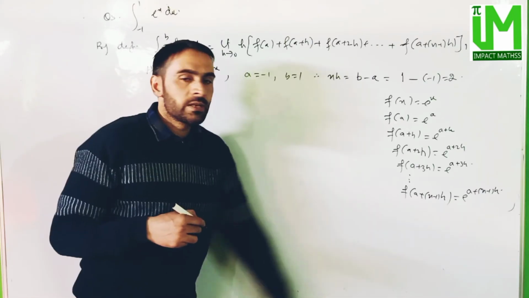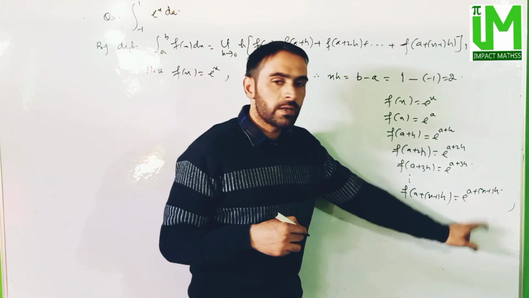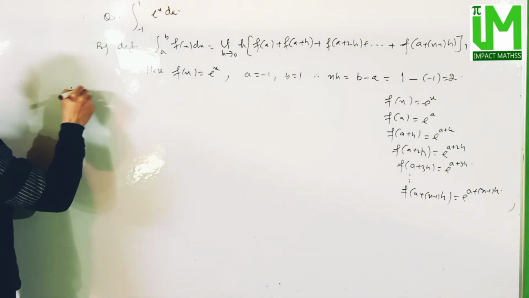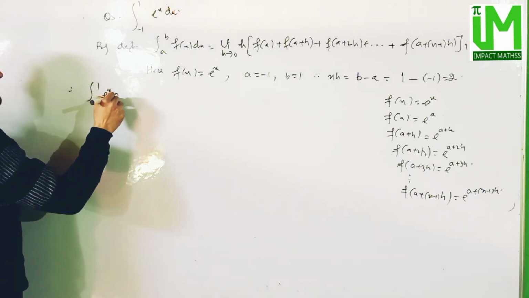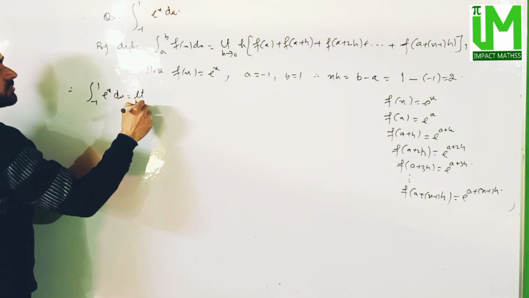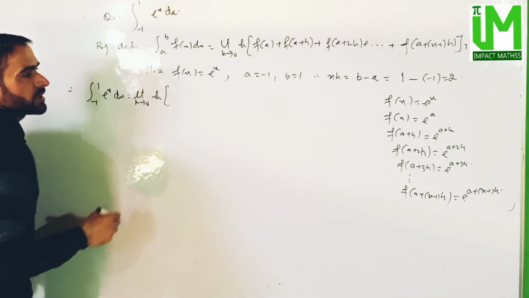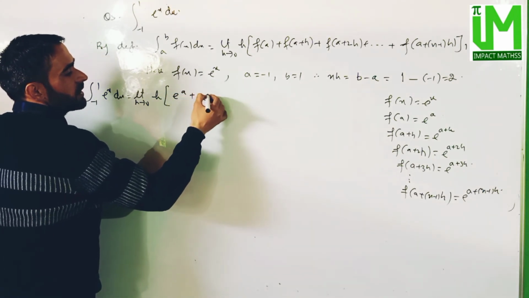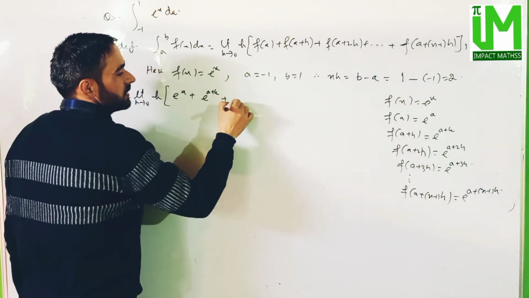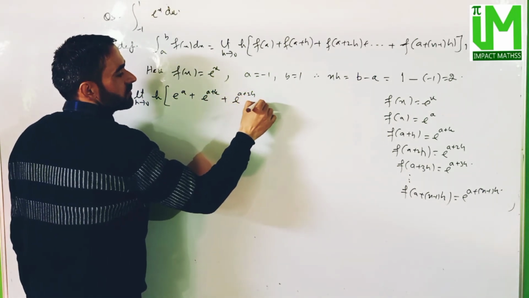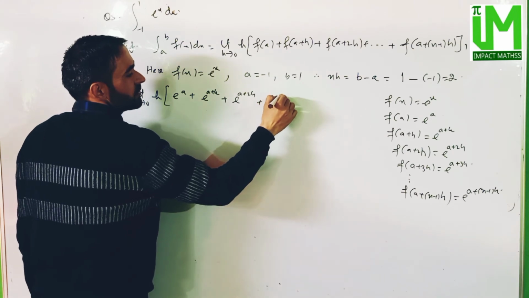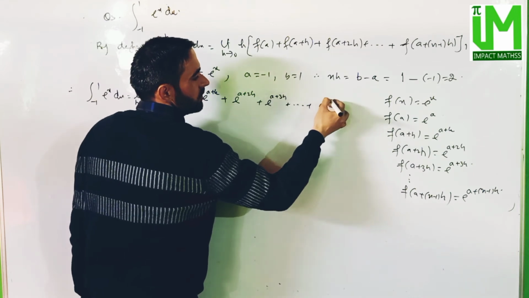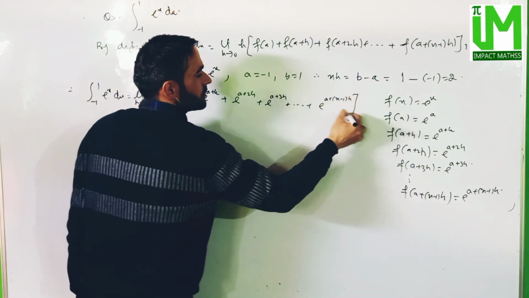So f of a plus n minus 1 into h, it will be e raised power a plus n minus 1 into h. ठीक है. अब ये वैल्यूज यहाँ पे रिप्लेस कीजिए. So therefore we have integral minus 1 to 1 e to the power x dx is equal to limit h tends to 0, h times f of a, f of a is equal to e raised to power a, plus e raised to power a plus h, plus e raised to power a plus 2h, plus e raised to power a plus 3h, plus up to e raised to power a plus n minus 1 into h.